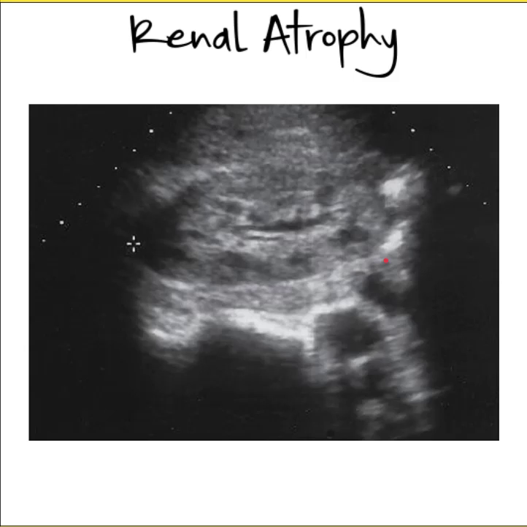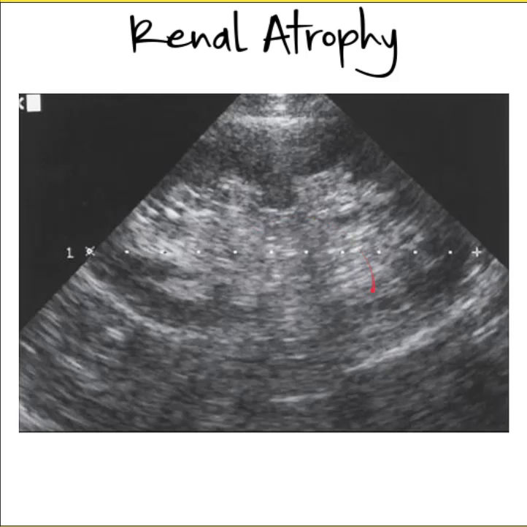Here's another example of renal atrophy. Again, we just have a very tiny kidney. Usually it's going to be bilateral because it's being affected by systemic diseases. We have a very thin cortex with increased fat. There's actually just a little bit of fluid in this kidney as well.